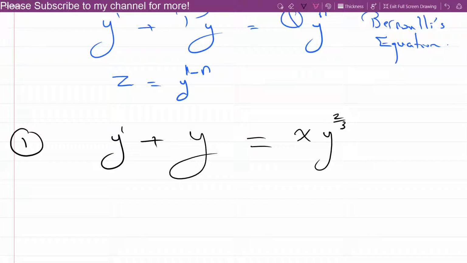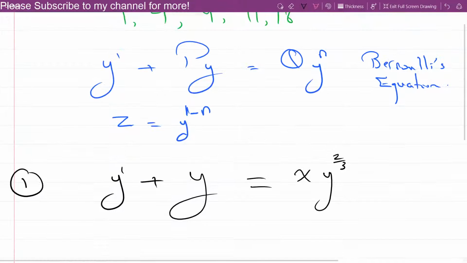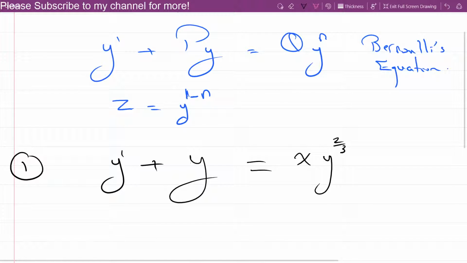Yeah, so we can see that this is already in the standard form. This is already in the standard form of Bernoulli's equation that I explained above. So we can introduce that substitution onto the differential equation. Go ahead and try it, and I'll do it alongside with you.